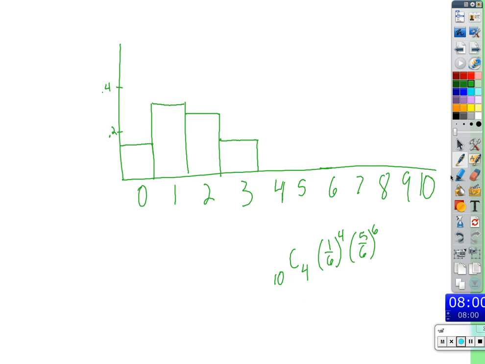Anybody come up with that? 0.054. 0.05 is somewhere in there. And as we allow there to be more and more successes, it becomes less and less and less likely.